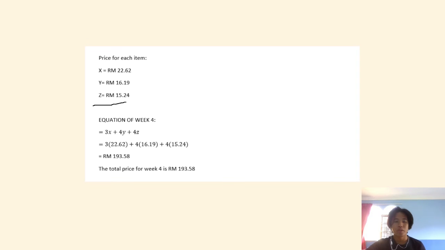So this is the price for each item. X equals 22.62 ringgit, Y equals 16.19 ringgit, and Z equals 15.24 ringgit. So we insert X, Y and Z in the equation of week 4, so it becomes like this, and we solve it, and we get the answer or total price of week 4 is 193.58 ringgit.